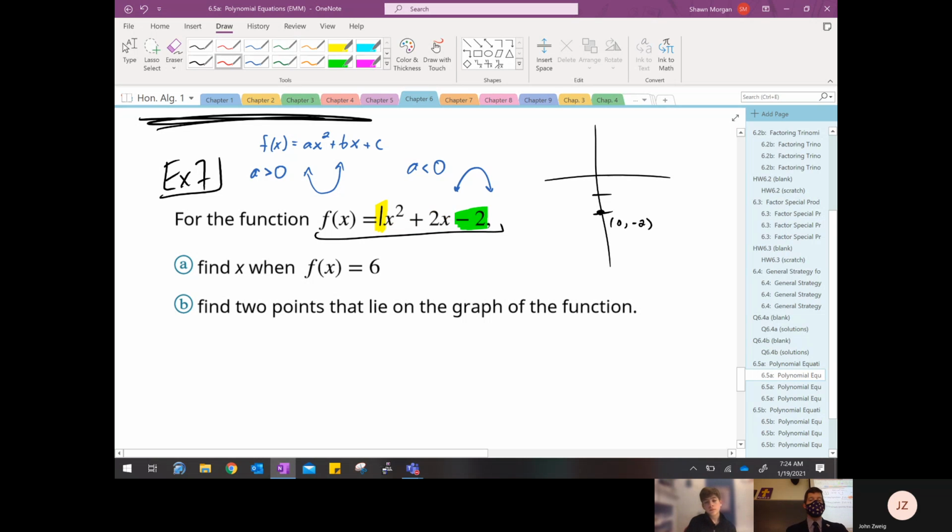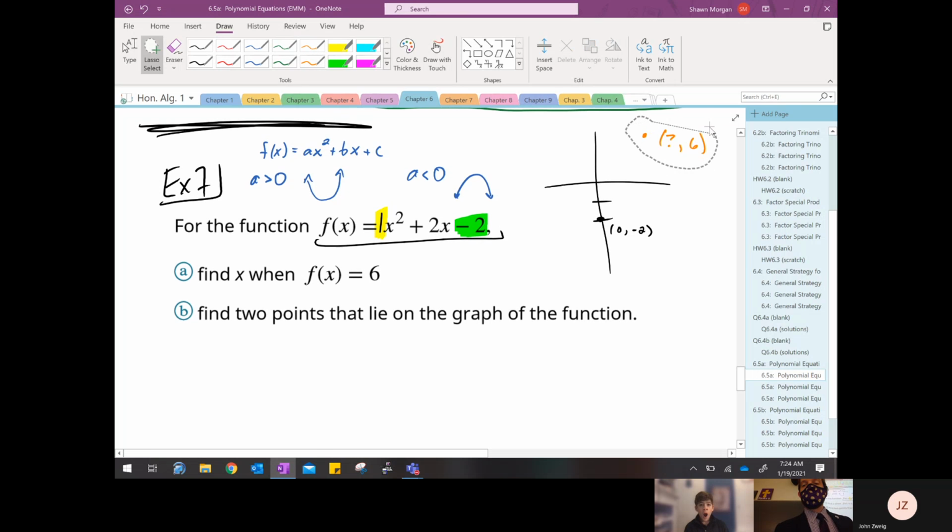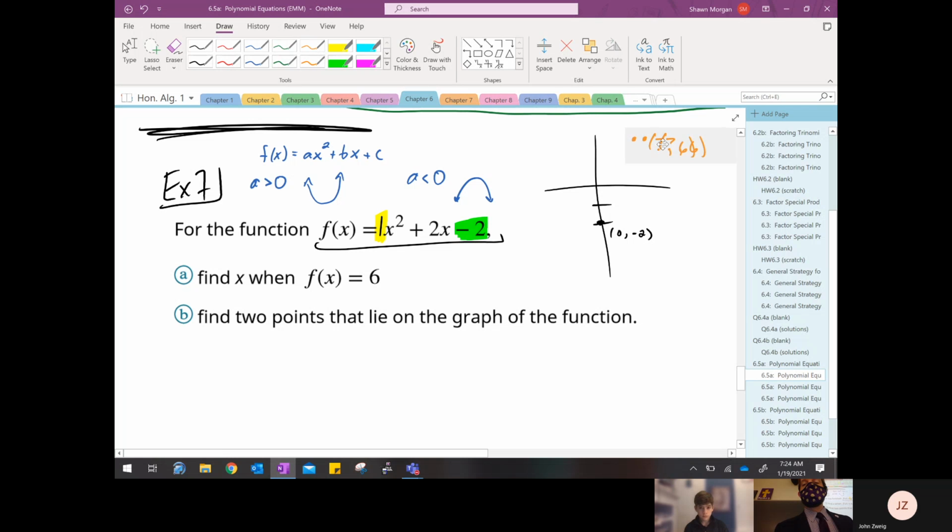So now we're going to get into part A, which says, find x when the function equals 6. What does that mean? That means let y be 6, and we want to find the corresponding x value when the y value is 6. We don't know where this point is going to be up here at y equals 6. It could be over on the left, it could be over on the right.